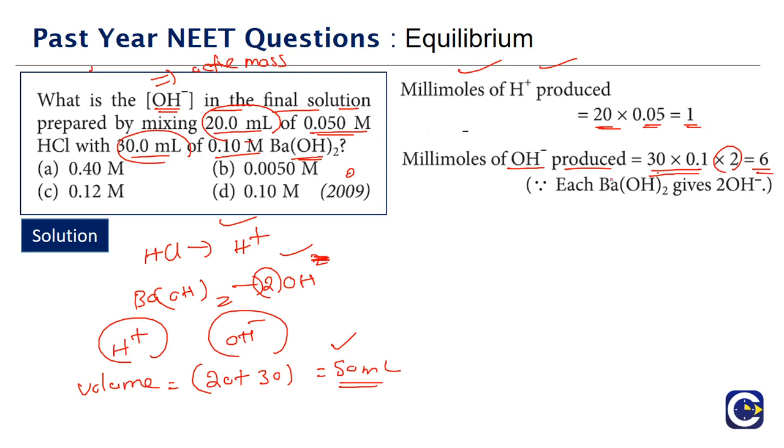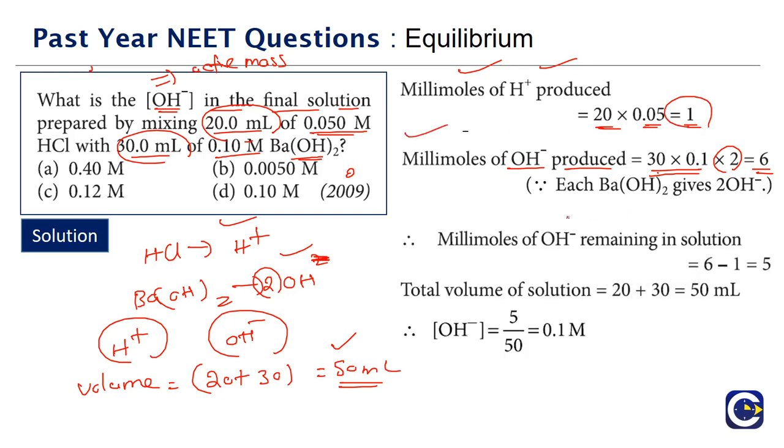So the number of millimoles of OH minus is 6, and the number of millimoles of H plus is 1, so OH minus is in excess. We can find out the millimoles of OH minus remaining. Neutralization means every 1 millimole of H plus will require 1 millimole of OH minus. So after removing 1 millimole, the remaining excess OH minus amount is 5 millimoles.